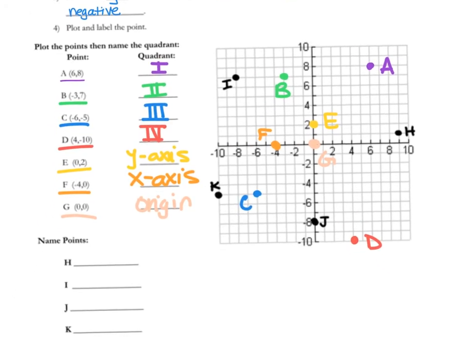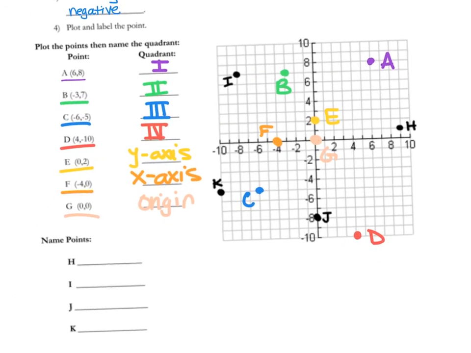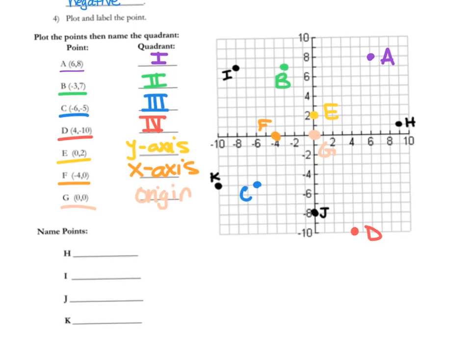Now you guys might see in black that there are some points already plotted. So this is just kind of working backwards. Let's go ahead and name these points. Point H is right here. So on my x, that's right 9 and up 1. 9, 1.